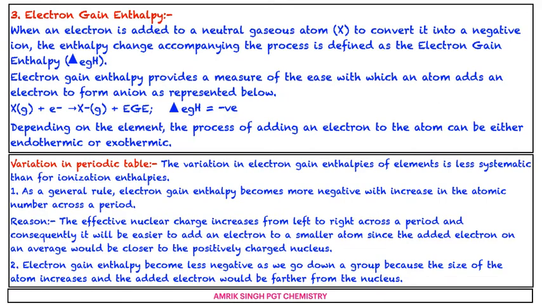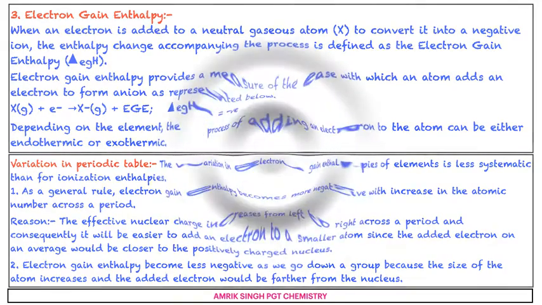Reason: the effective nuclear charge increases moving left to right across a period, and consequently it will be easier to add an electron to a smaller atom, since the added electron on an average would be closer to the positive charge of the nucleus. Electron gain enthalpy becomes less negative as we go down the group because the size of the atom increases and the added electron would be further from the nucleus.